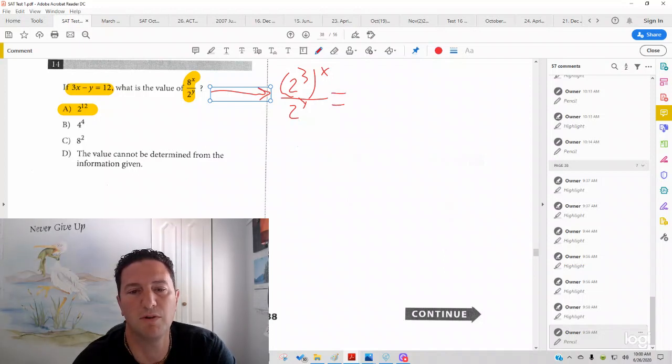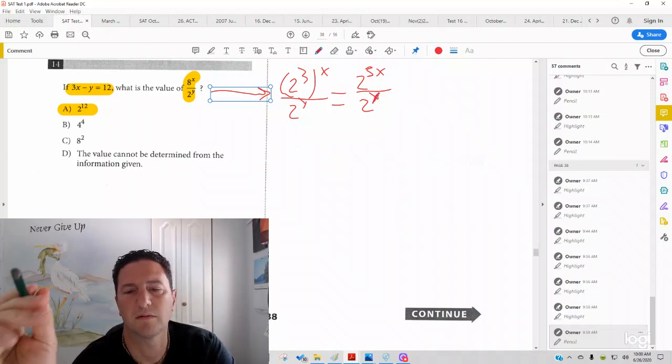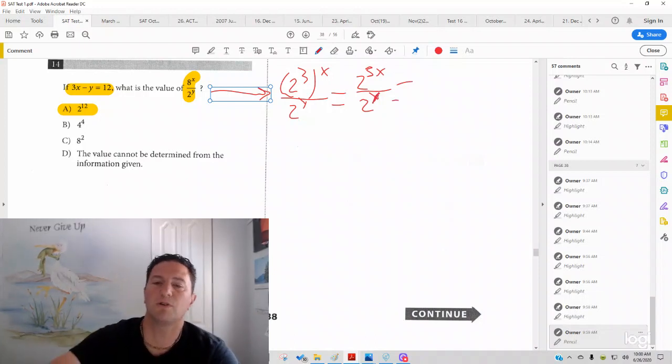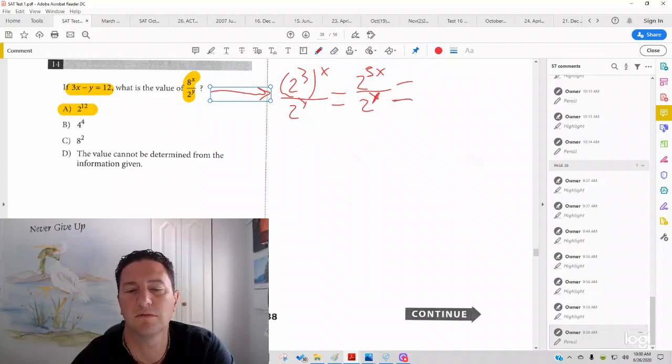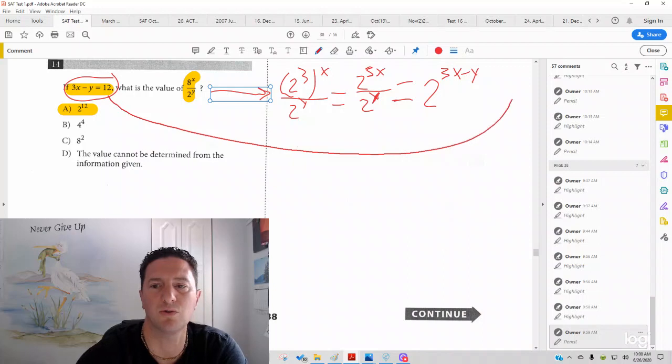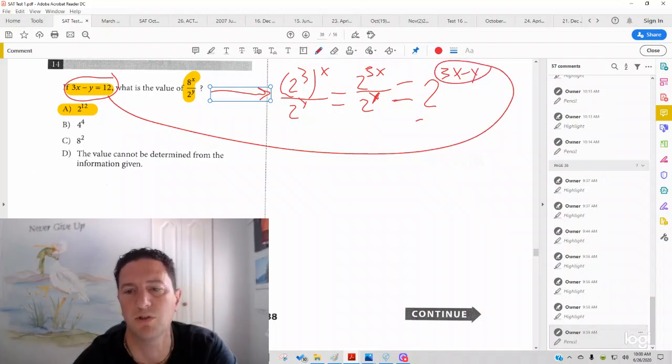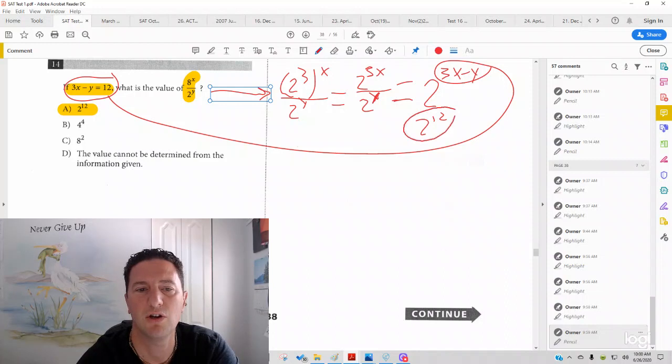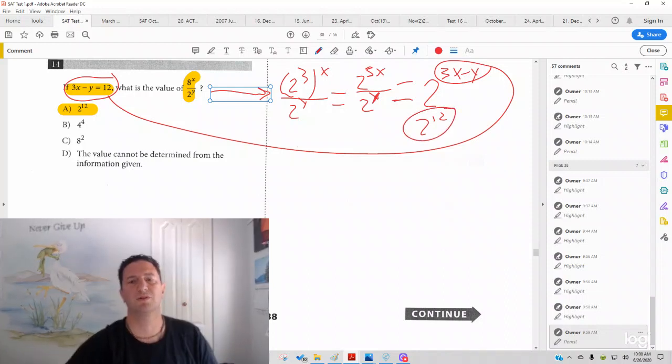Now, what do you do with your exponents up top? When it's outside the parentheses, you multiply. So this is another way to say 2 to the 3x over 2 to the y. Now, what do you do with your exponents when you've got one on top of the other? You subtract them. So in other words, this is 2 to the 3x minus y. Well, what's 3x minus y equal? It equals 12. So in place of 3x minus y, I could put 12. And there I have my answer. 2 to the 12th, once again, is answer choice A.